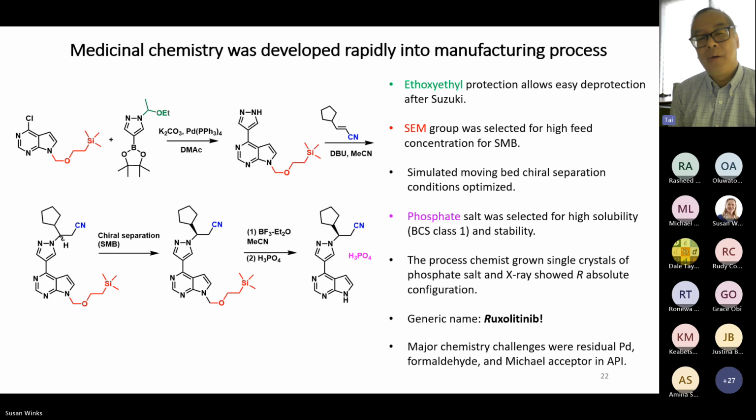As we were developing this process, we had some major chemistry challenges. They were mostly residual palladium, residual formaldehyde, and residual Michael acceptor in the API. These substances are considered genotoxic materials. So, we overcame these challenges by appropriate purification methods and also very sensitive analytical methods to verify their low levels after purification. Next, please. I think I'm almost out of time, but I'll go through this real quick.